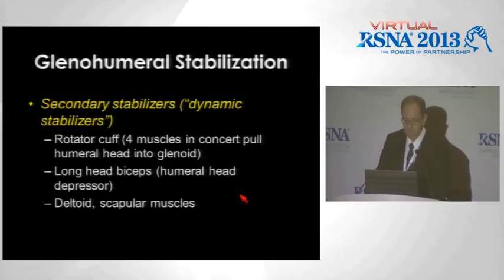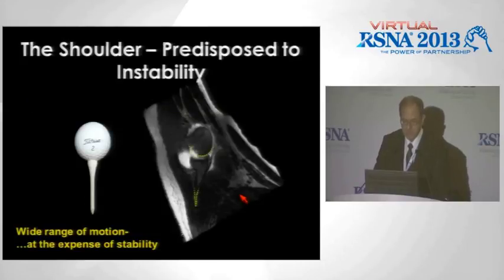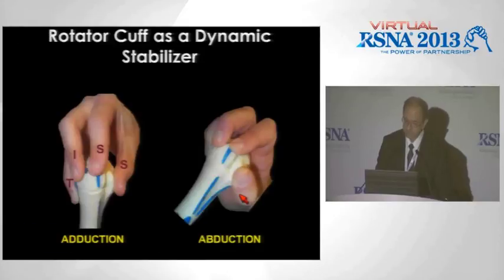Secondary stabilizers include the rotator cuff tendons as dynamic stabilizers, as well as the long head biceps, which is a depressor of the humeral head, and the deltoid and scapular muscles. So as you can see, the glenohumeral joint is set up for instability. It's like a golf ball on a golf tee. There's a wide range of motion at the expense of stability.